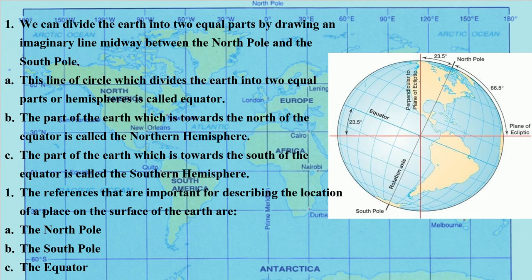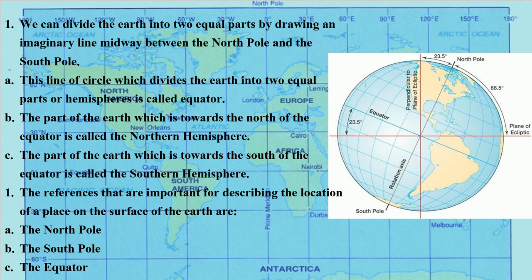We can divide the Earth into two equal halves, into two equal parts, by drawing an imaginary line midway between the north pole and the south pole. You can see the imaginary line here, midway between the north pole and the south pole, and this line or circle divides the Earth into two hemispheres.